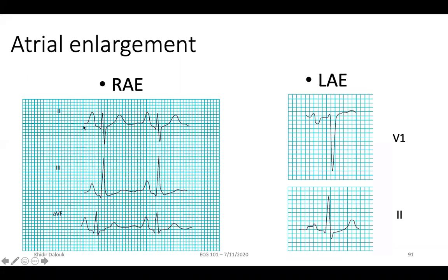You mainly see tall P waves in patients with pulmonary hypertension, which is mainly caused by problems in the lungs or lung disease. So that's why it was referred to as P pulmonale, because of mainly lung pathology, which is causing right atrial enlargement.